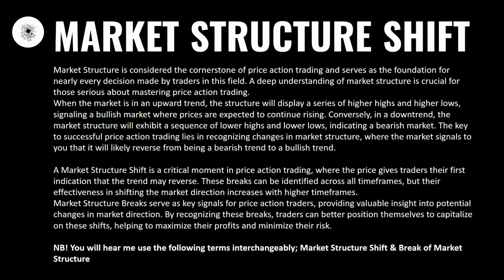When the market is in an uptrend, the structure will display a series of higher highs and higher lows, signaling a bullish market where prices are expected to continue rising. Conversely, in a downtrend, the market structure will exhibit a sequence of lower highs and lower lows, indicating a bearish market. The key to successful price action trading lies in recognizing changes in the market structure, where the market signals to you that it will likely reverse from being a bearish trend to a bullish trend.